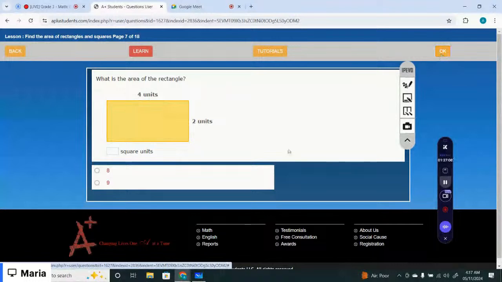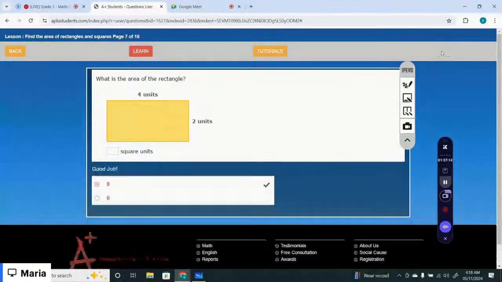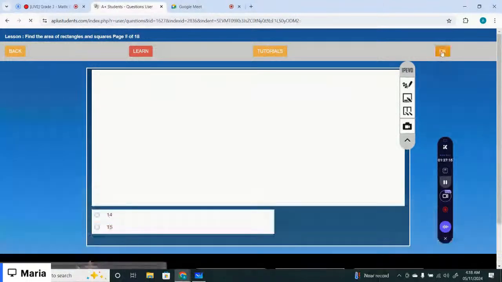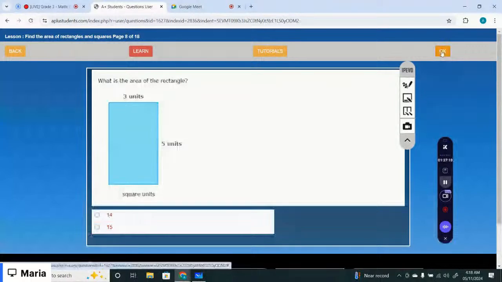That is 4 times 2 equals 8. Option number 1 is the correct option. Very good. What is the area of the rectangle? Which is the correct option?